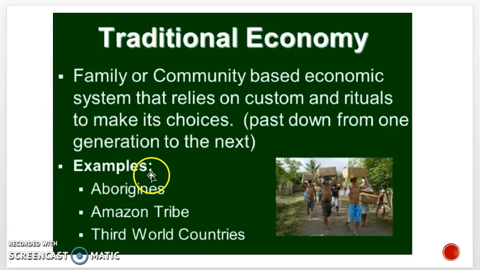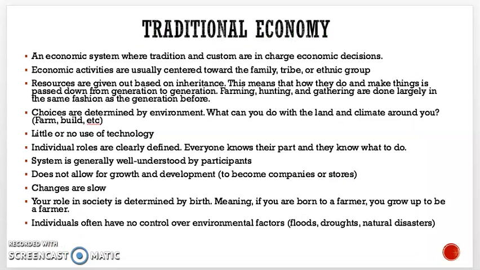So a traditional economy is a family or community-based economic system that relies on customs and rituals to make its choices, meaning it is passed down from one generation to the next. Some examples are the Aborigines, which are people from old tribes in Australia. You have Amazon tribes, third world countries. Basically that means it's an economy where tradition and customs are in charge. So the economic activities are centered toward the family, the tribe, or the ethnic group.